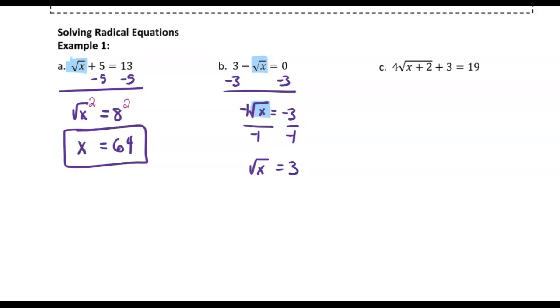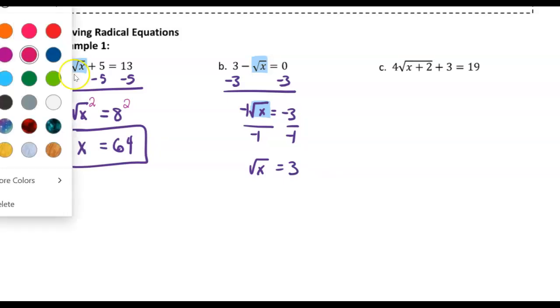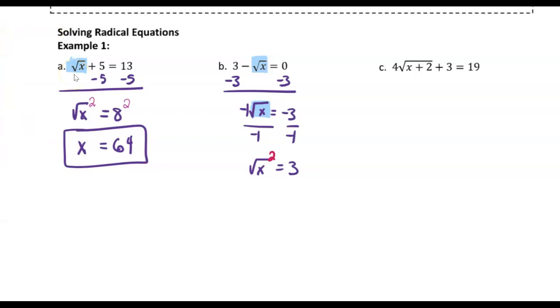So now to get the square root to go away, you are going to square it because the inverse of a square root is squared. So you square both sides and you get x equals 9.